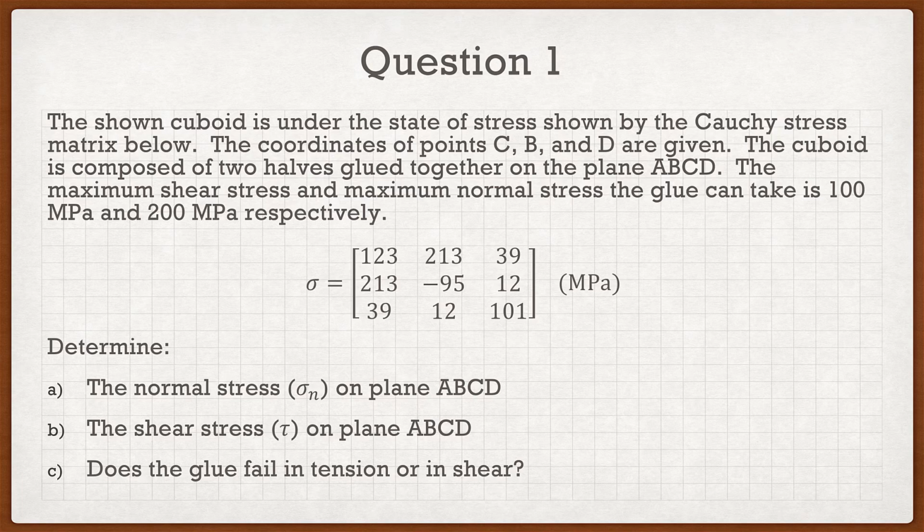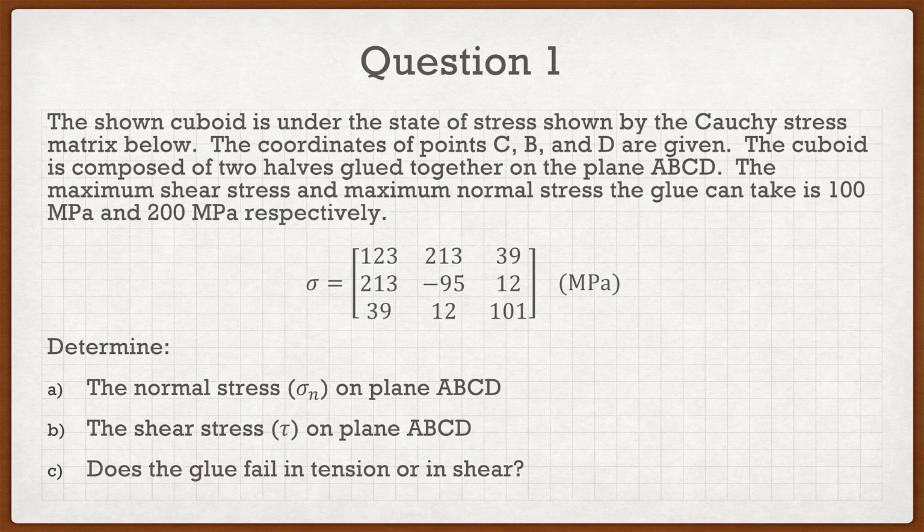Question 1 says, the shown cuboid, I don't even know how to say that, but you know what it means, and you have a picture of it. I'll be showing that picture on the next slide. It says that it is under a state of stress shown by the Cauchy stress matrix below. We see that we have a nice symmetric stress matrix, very typical. There's only one negative component, which is sigma 2,2. Not too bad. And it says the coordinates of points C, B, and D are given.